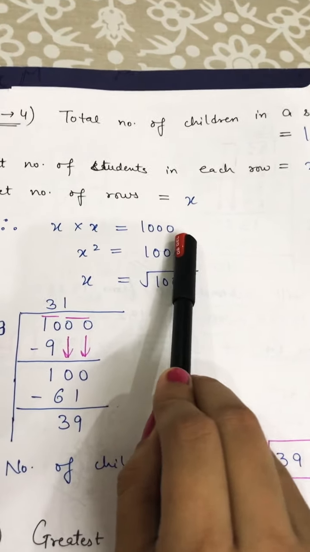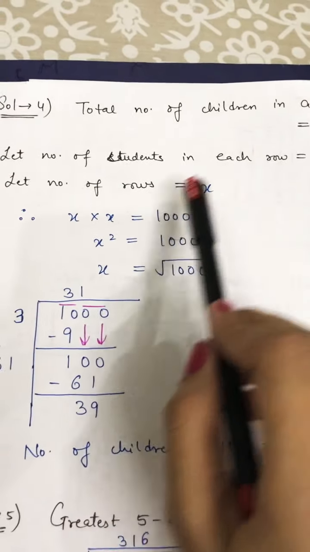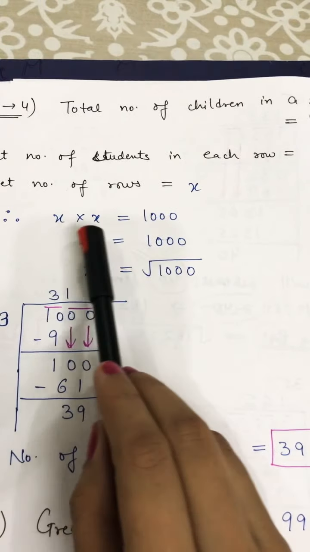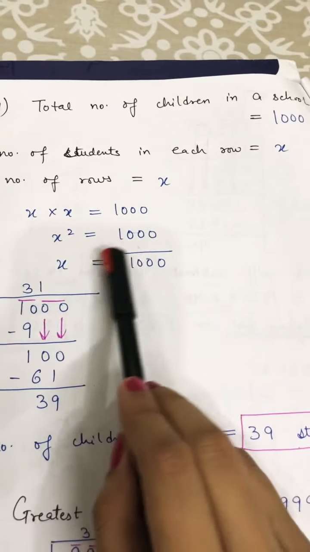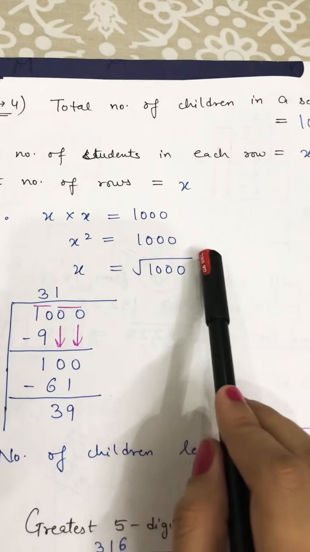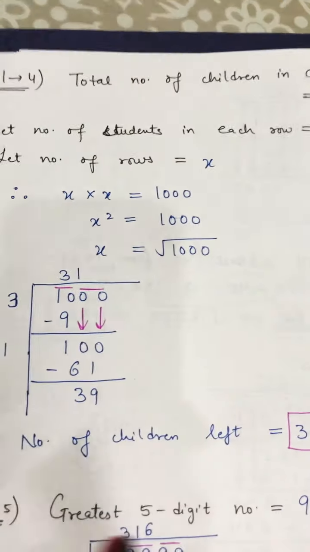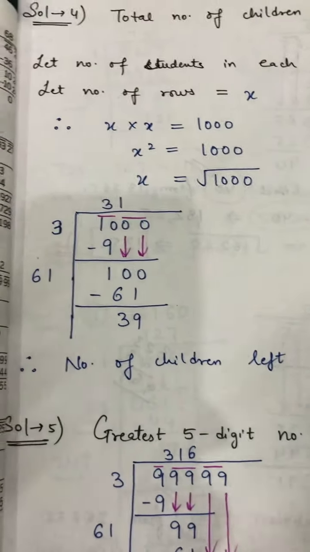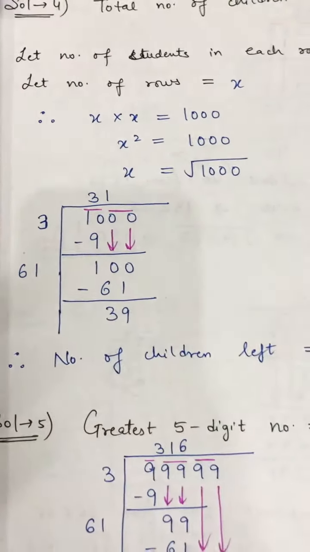Now x multiplied by x, you write x into x is equal to 1000. We did the same kind of question in the previous exercise. x into x is equal to the total number of children. Now x square is equal to 1000, so x is equal to the square root of 1000. Now solve this with the long division method.